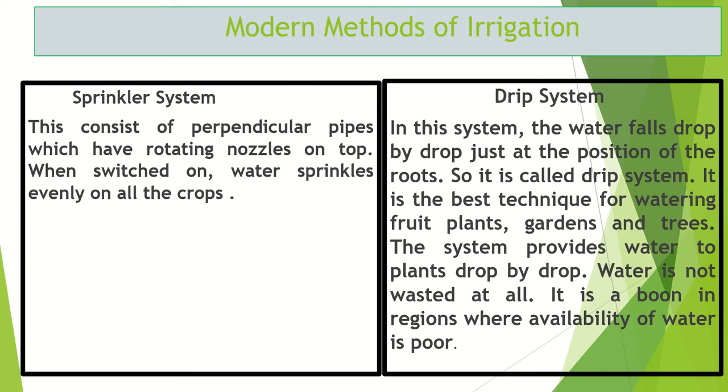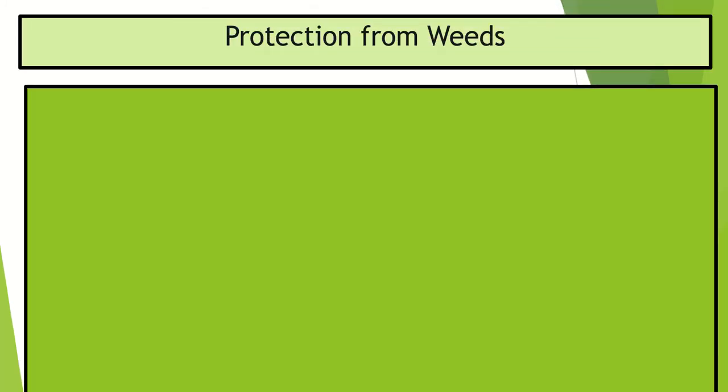Okay students, now you all understood which method is the best and most effective method of irrigation. Next we will move on to another practice of crop production, that is protecting from weeds.